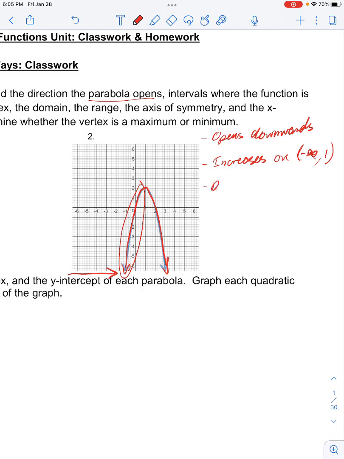Then we have decreases on, so that would be every point onwards from that vertex, which is at 1, all the way to extending to x is infinity. So we have 1 to infinity.